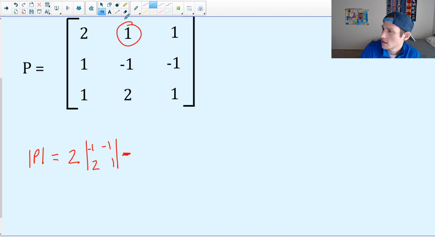Then we look at this next top number, which is 1. And then we imagine cross out that column and row. What's left? So these four numbers, 1, -1, 1, 1.